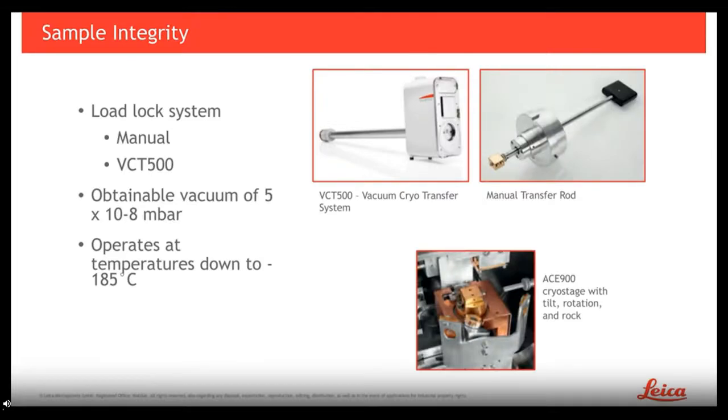Keeping a sample preserved throughout the entire workflow is a critical part in maintaining its sample integrity. The load block system on the ACE900 has a couple of different options. On the left of the image was the docking port for the VCT 500. On the right was for the manual transfer rod. Either of these allow a sample to be loaded onto the cryo stage of the ACE900, letting you work in a vacuum up to 10 to the -8 millibar. And the cryo stage can operate at a temperature down to negative 185 C.